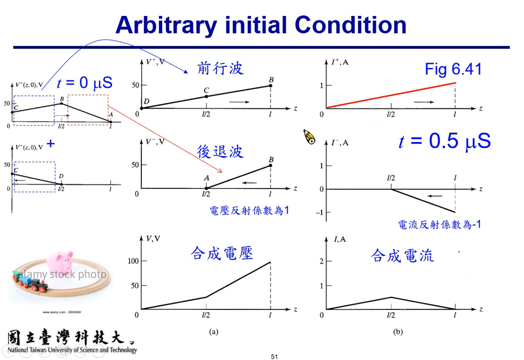And you can do the same for the current signal. You need to divide the V plus signal by 50 to get the I plus signal. And you need to divide the V minus signal by 50 and times a minus sign, so you get the I minus signal. And you add up the two, and it appears as this. That would be your total current at t equal to 0.5 microsecond.